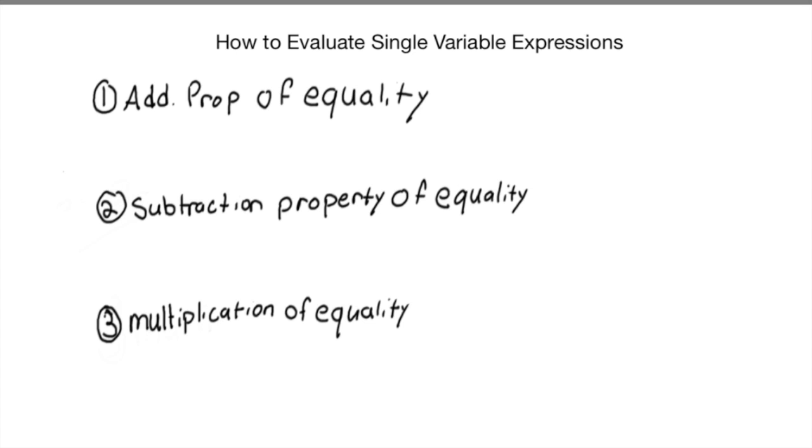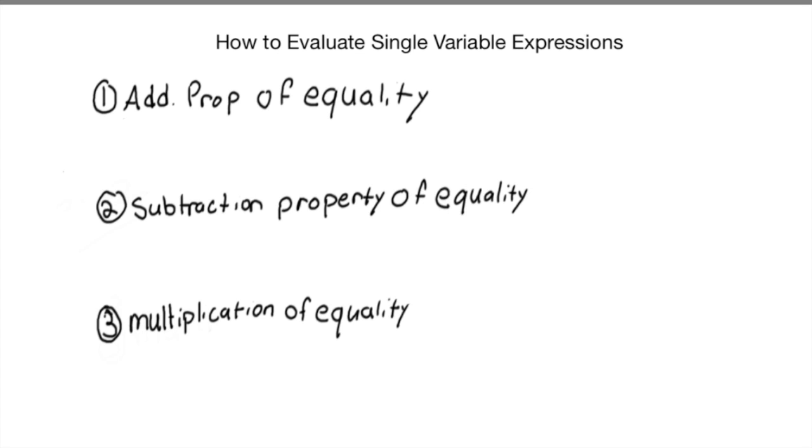Today we're going to be talking about how to evaluate single variable expressions. To evaluate single variable expressions, we need to first learn the three properties of equality. There are more, but for now, we just need to know these three: the addition property of equality, the subtraction property of equality, and the multiplication property of equality.